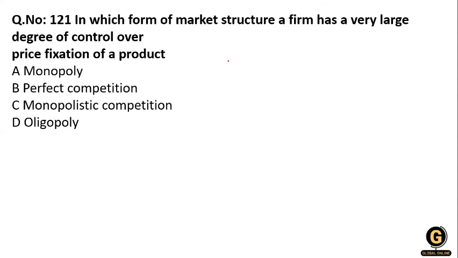Next, in which of the following market structures does a firm have a very large degree of control over the price of its product? Monopoly, perfect competition, monopolistic competition, and oligopoly. They are talking about the market structure with a very large degree of control, which is monopoly, because there is only a single seller who dominates the market. So that's why monopoly is the right answer.